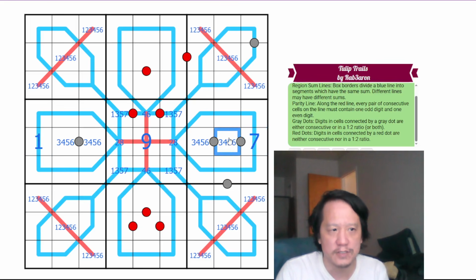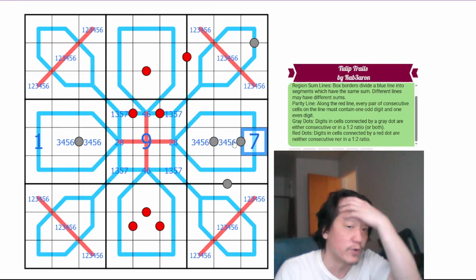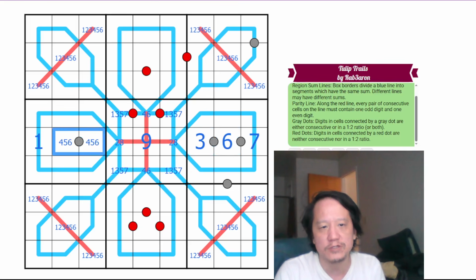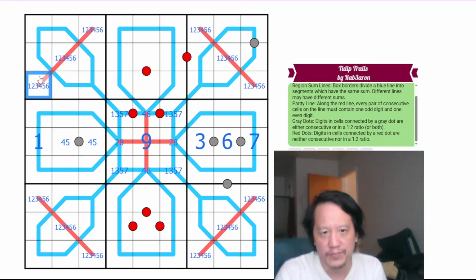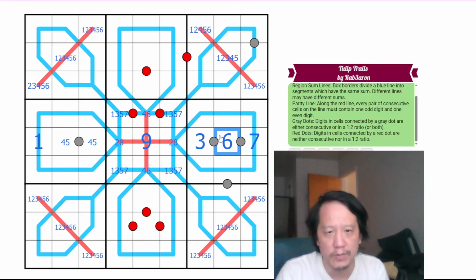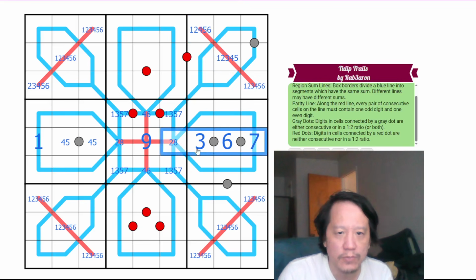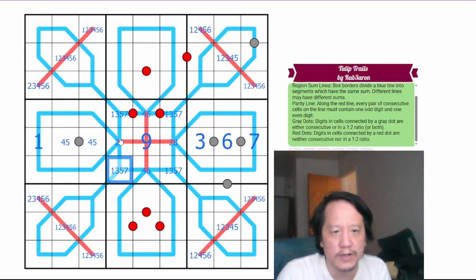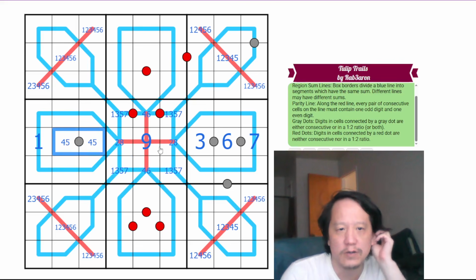7 is only consecutive with 6 or 8, and it's not in a 1 to 2 ratio with any digits. So this is 6, which makes that 3. So no 3, 6 here. It's 4 and 5. 1 eliminates 1 here. No 3 here. No 6 there. 6 eliminates here. No 3 here. No 1 there. This is 4, 5 as a pair.